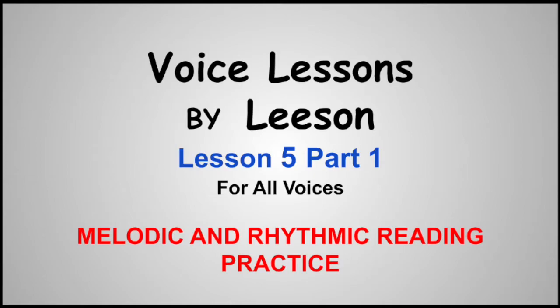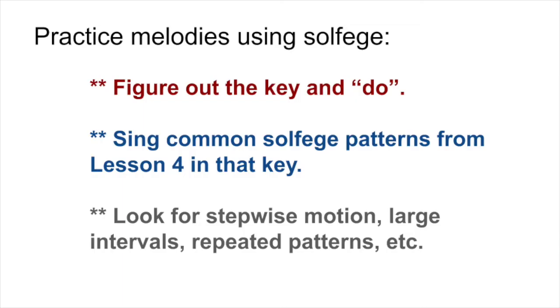Lesson 5, Part 1 for all voices, Melodic and Rhythmic Reading Practice. This lesson gives you practical experience working out melodies and rhythms for yourself. First, you want to figure out what key you're in, and then find do on the staff. Next, sing the scale or some common melodic patterns like do, mi, so in that key. Make note of where so and mi are on the staff as well.